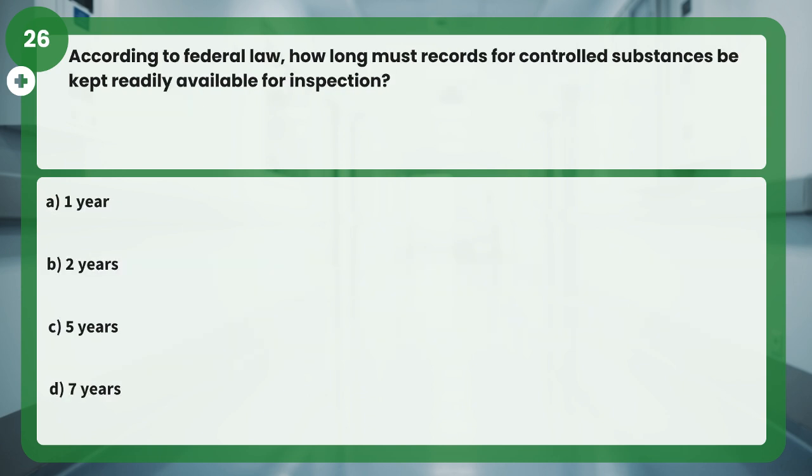Question 26. According to federal law, how long must records for controlled substances be kept readily available for inspection? A. 1 year. B. 2 years. C. 5 years. D. 7 years.